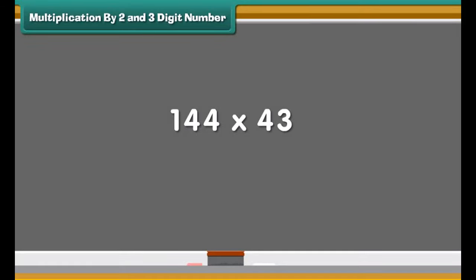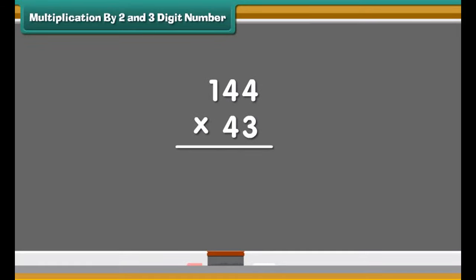Let us multiply 144 by 43. Start multiplication from the ones place. 3 times 4 is 12. Write 2 in the ones place and carry the 1 forward to the tens place. Multiply 3 with the number on the tens place, that is, 4, which equals 12, and add 1 which was carried forward, that is equal to 13. Write 3 in the tens place and carry the 1 forward to the hundreds place.